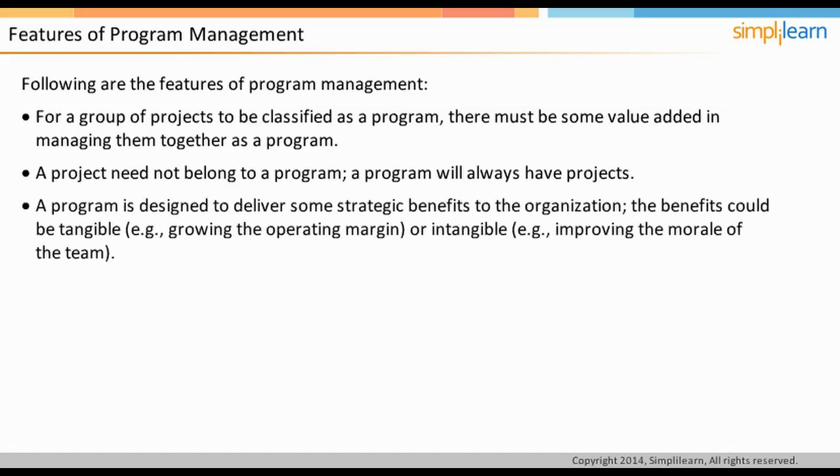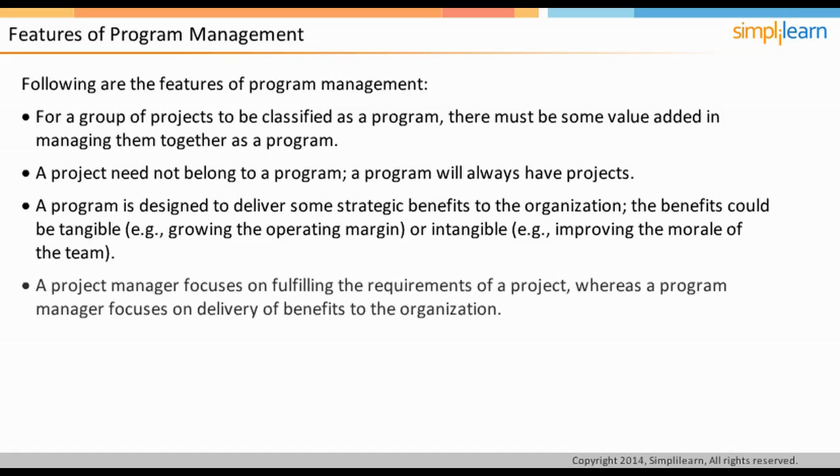A program is designed to deliver some strategic benefits value to the organization. These benefits can be tangible or intangible. Examples of tangible benefit could be increased profit margins or operational cost savings. Examples of intangible benefits could be improved team morale or building up certain competencies. While a project manager focuses relentlessly on the fulfillment of the project's requirements, that is, scope, cost, time, quality, a program manager needs to focus on ensuring that the organizational benefits are realized. In the next screen, let us understand what a portfolio is.